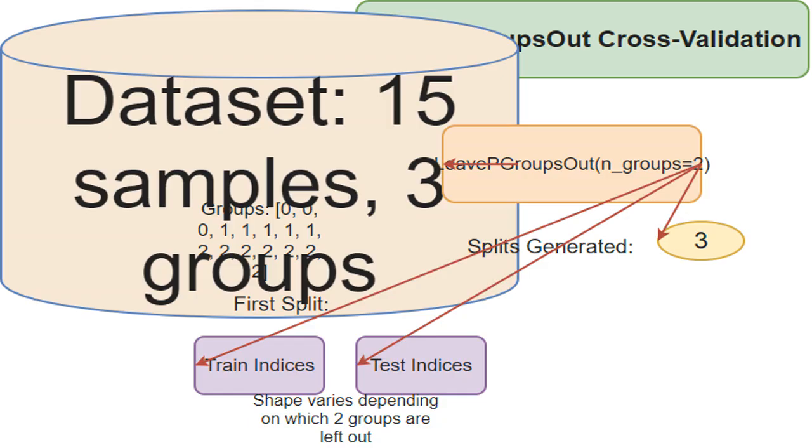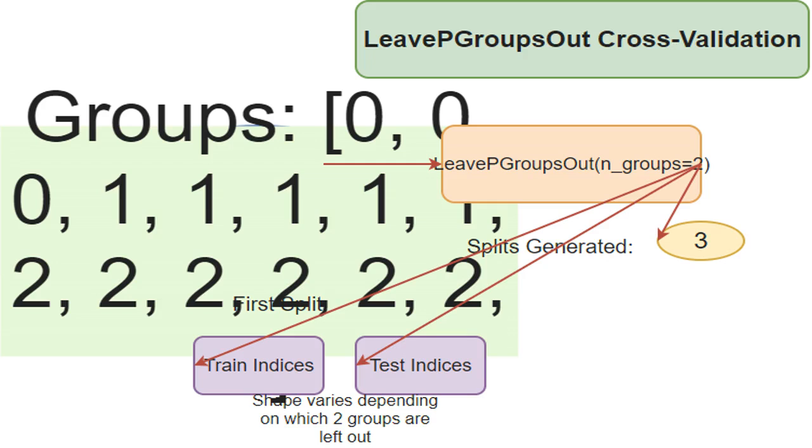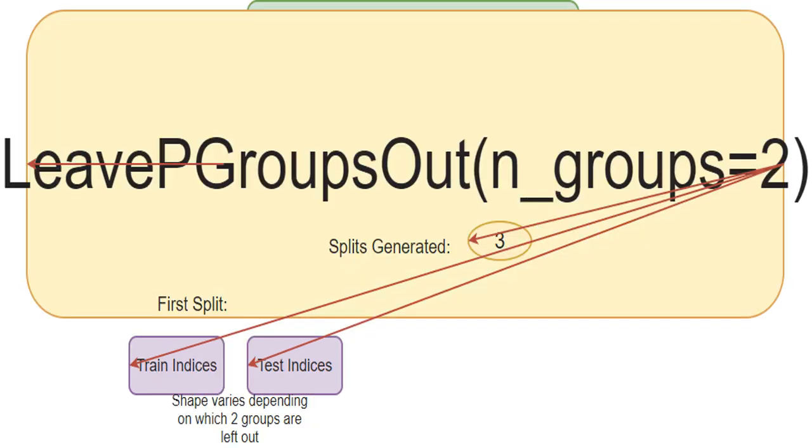I have 15 data points in my dataset, and these are naturally divided into 3 groups. This grouping is important because LeavePGroupsOut works by considering these groups. This shows how the 15 data points are grouped. The first 3 points belong to group 0, the next 5 to group 1, and the last 7 to group 2. This is what guides the cross-validation process. I'm telling LeavePGroupsOut to leave out 2 groups during testing in each split. n_groups is the parameter setting the number of groups to exclude for testing.